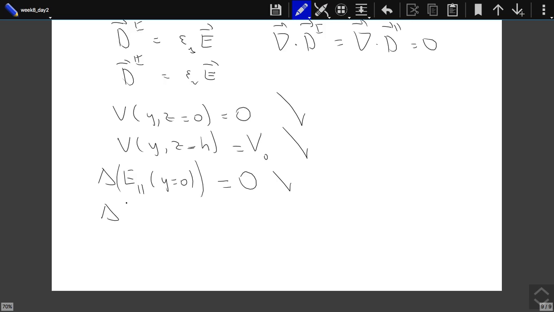And the perpendicular component of the displacement field at y equal to 0 should be continuous because we don't have any free charge. Well, the perpendicular component of the displacement field is 0. It's parallel to the interface. Check. So it satisfies all the boundary conditions. It satisfies our differential equation, so it should be the solution.